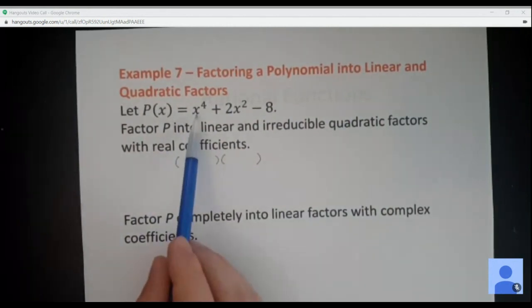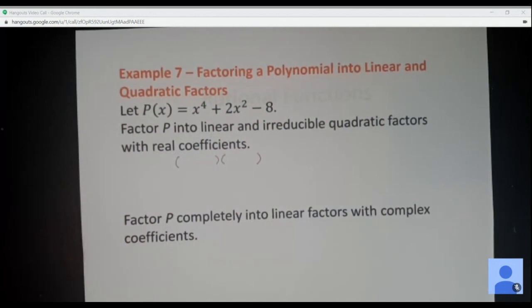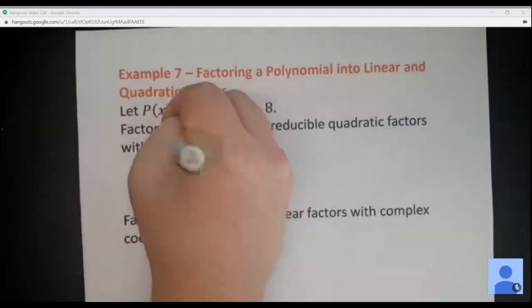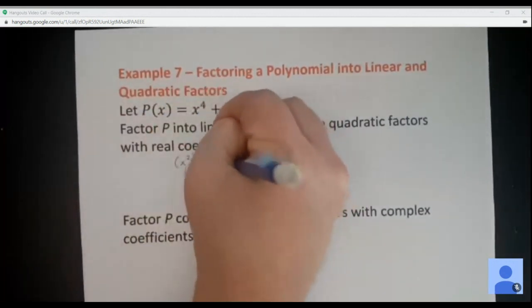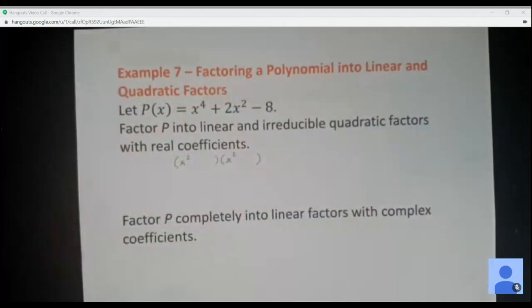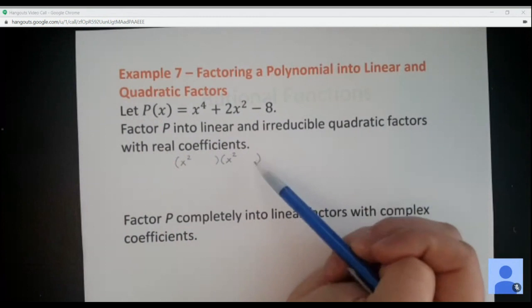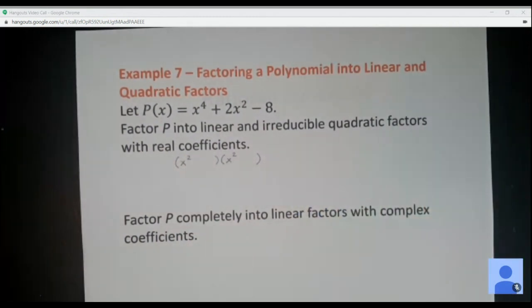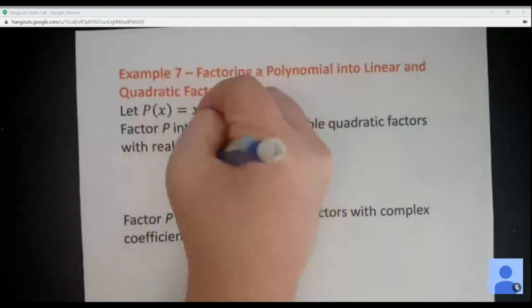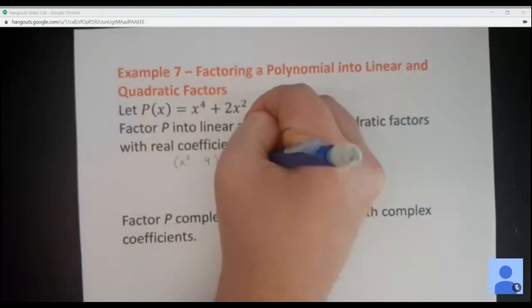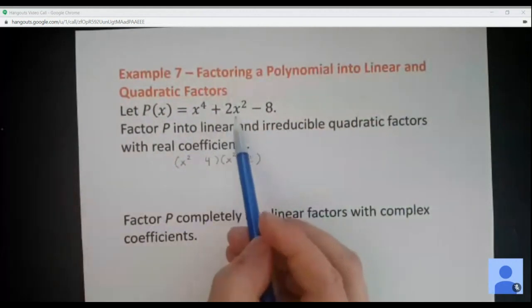So what would we need to give us x to the fourth? Okay, we're going to need an x squared in each set of parentheses. So x squared here, x squared over here. Now we can look down here at our 8. We need to get a negative 8. So what would be the factors that would give us a negative 8 this time? Good. So we want to use a 4 and a 2. And the reason that we're going to use 4 and 2 this time is because we still want to get this 2x squared in the middle.